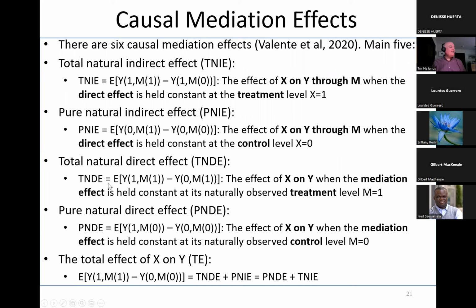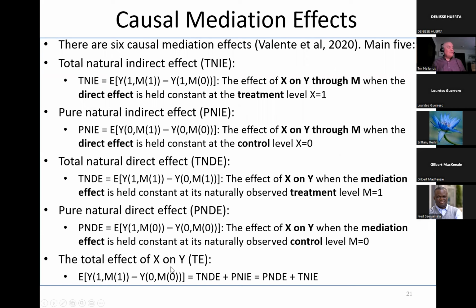All right, then the next two consider what happens if we keep the mediator fixed at a specific value, but we vary the Y values. So here, this total natural direct effect is the effect of X on Y when the mediation effect is held constant at its naturally observed treatment level M equals one. And then you have the pure natural direct effect down here, where now instead of M1 and M1, you have M0 and M0. And this is the effect of X on Y when the mediation effect is held constant at its naturally observed control level, M equals zero.